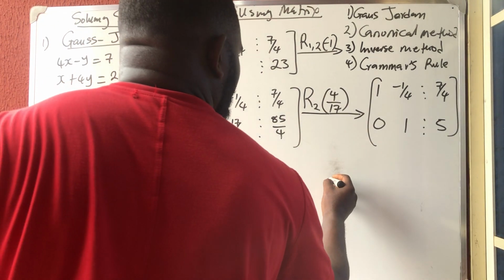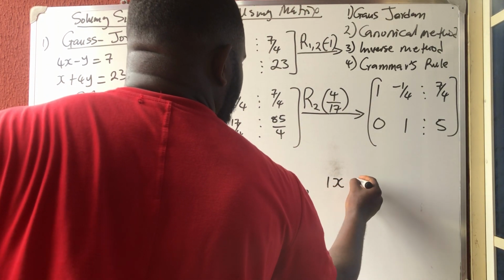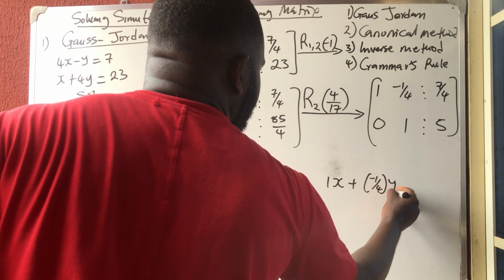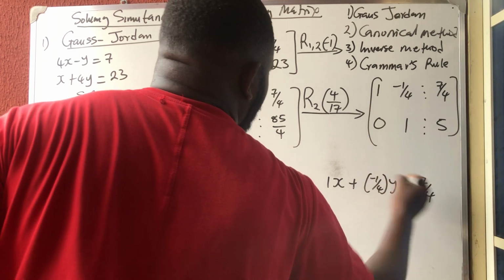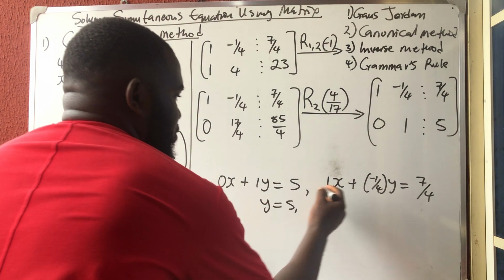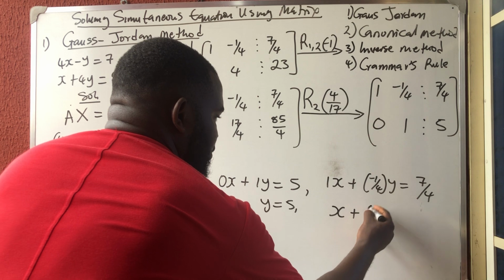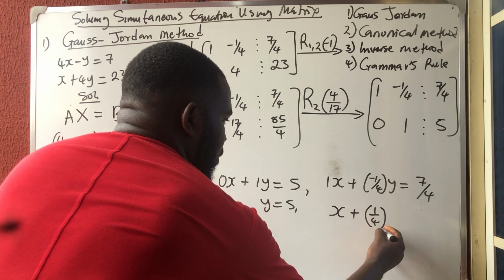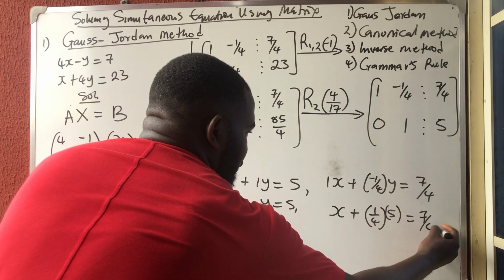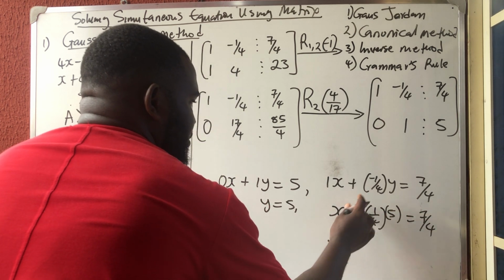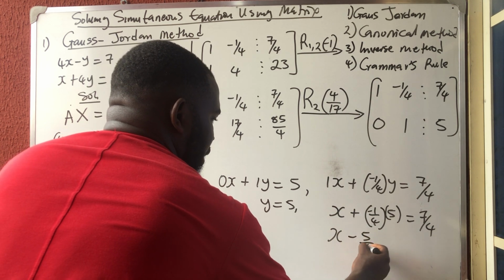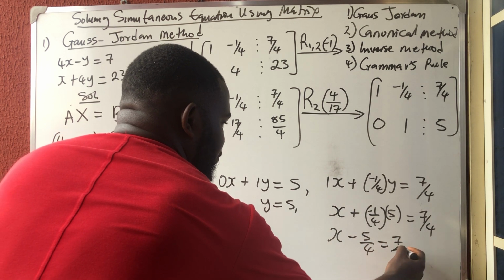The second equation is what? 1x plus minus 1 over 4y is equal to 7 over 4. Okay, so we have gotten our y. So we have x plus minus 1 over 4 times 5 is equal to 7 over 4. So what do we have now? Minus plus is minus. So minus 5 over 4 is equal to 7 over 4.